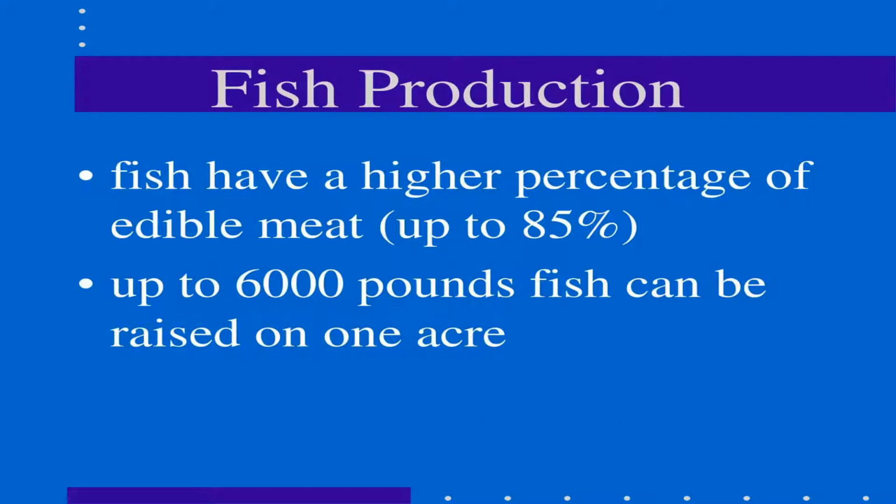Now, fish production. Fish have a higher percentage of edible meat, up to 85%. And up to 6,000 pounds of fish can be raised on 1 acre. See friends, in 1 acre of farm, about 6,000 pounds of fish can be raised or cultured, and this fish has the higher percentage of edible meat.